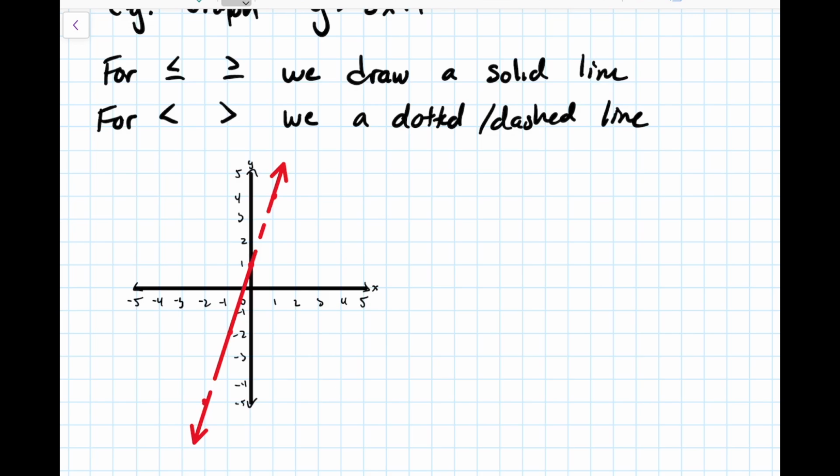Erasing after the fact is a viable way of doing it. It's just a little bit time consuming, and it's hard to kind of get the corners, especially on an iPad. So there we go. This is what our inequality should look like. A dotted line instead of a solid line. But otherwise, there's not much change.